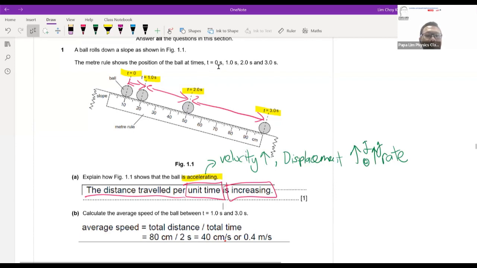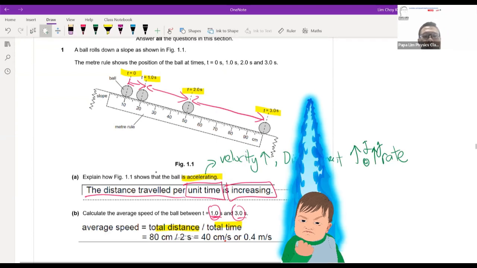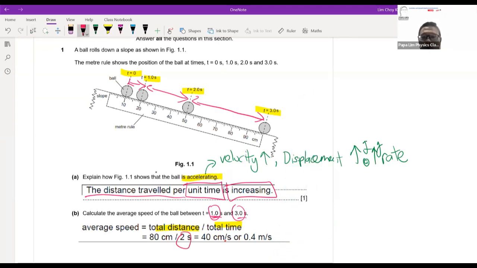Now, how do I calculate the average speed of the ball between time 1 and time 3? Remember, when we talk about average speed, it is about total distance and total time. The time taken here is a small trick. Remember, the time taken is time 1 to time 3, so it doesn't mean that 3 seconds has passed. Time 1 to time 3 implies that only 2 seconds has passed.